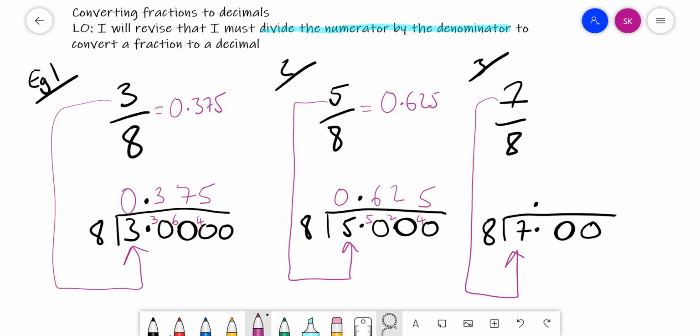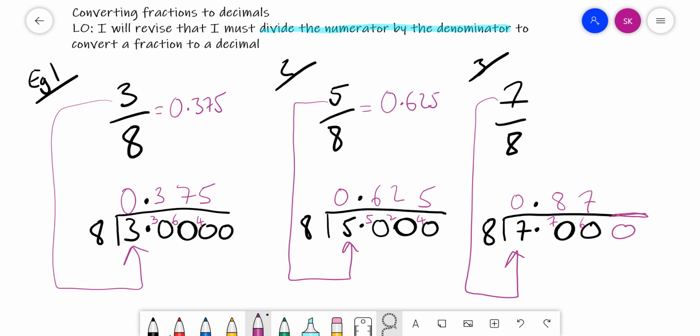Finally, 8 goes into 7 0 times. And because 8 times 0 is 0, there's still this 7 remaining, so we carry that along. 8 into 70 goes 8 times, because 8 times 8 is 64. And there's a remainder of 6. And 8 into 60, the closest we get is 56, which is 8 times 7. And there's a remainder of 4 from 56 to 60.